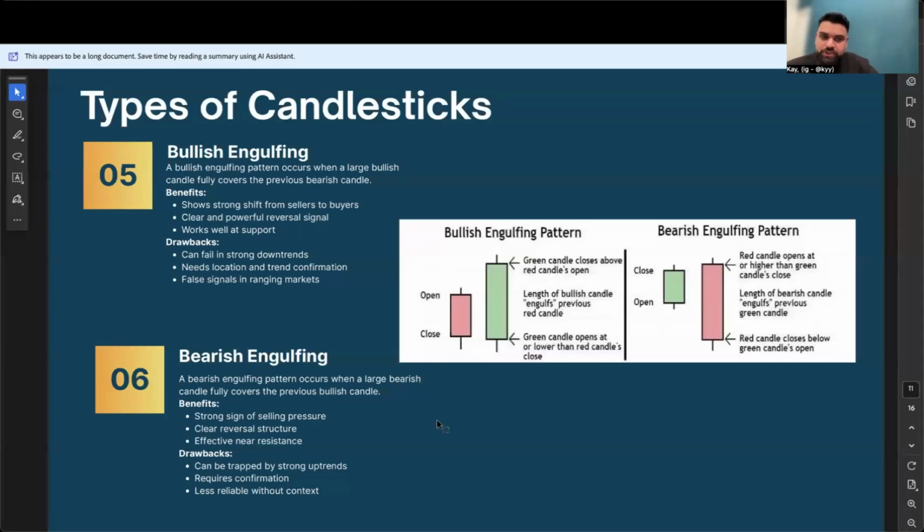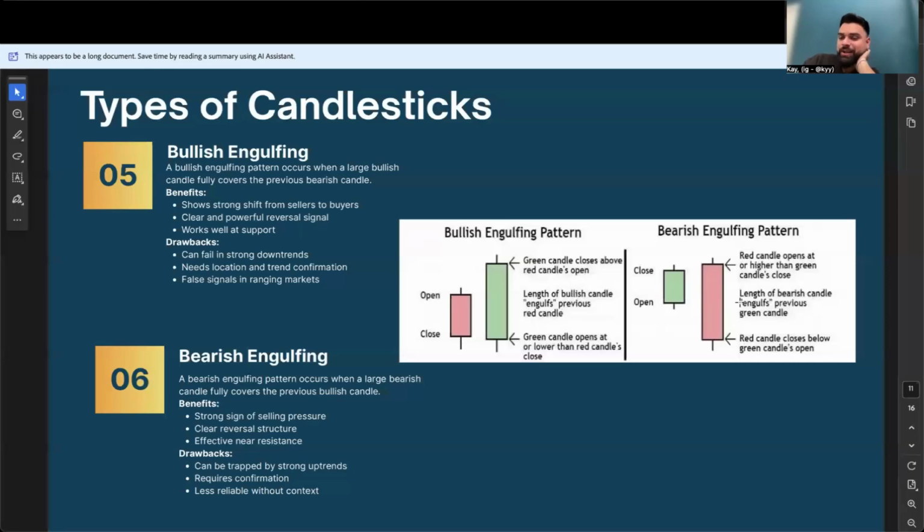On the other hand, a bearish engulfing pattern occurs when a large bearish candle fully covers the previous bullish candle. It's a strong sign of selling pressure, that a lot of sellers are now stepping in. It's a clear reversal structure. It could clearly show that buyers are now stepping out and it's time for the market to reverse. Effective near resistance. This happens a lot at the resistance, and when it does, it's a good confirmation for a trader. Drawback: it can be trapped by a long uptrend.